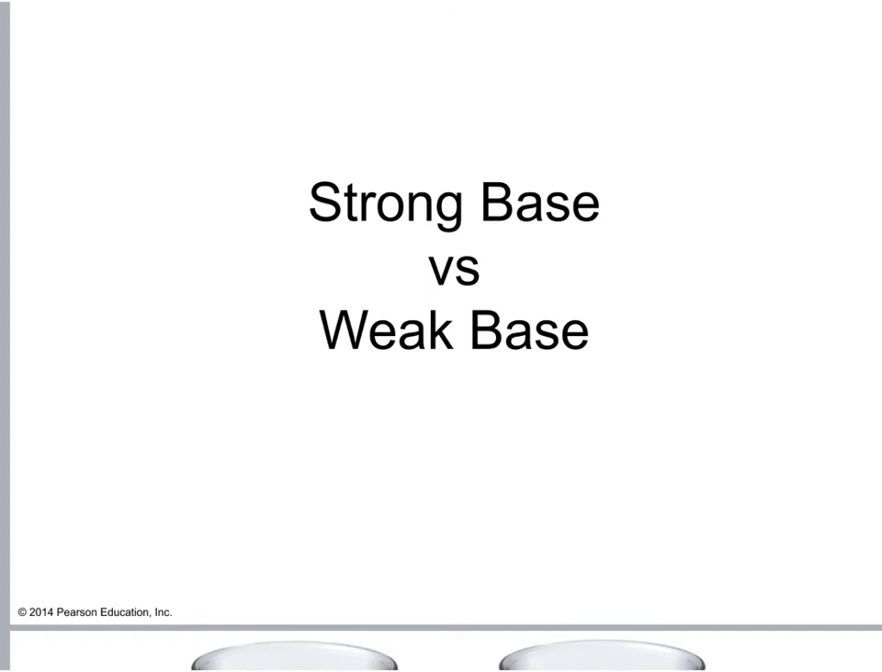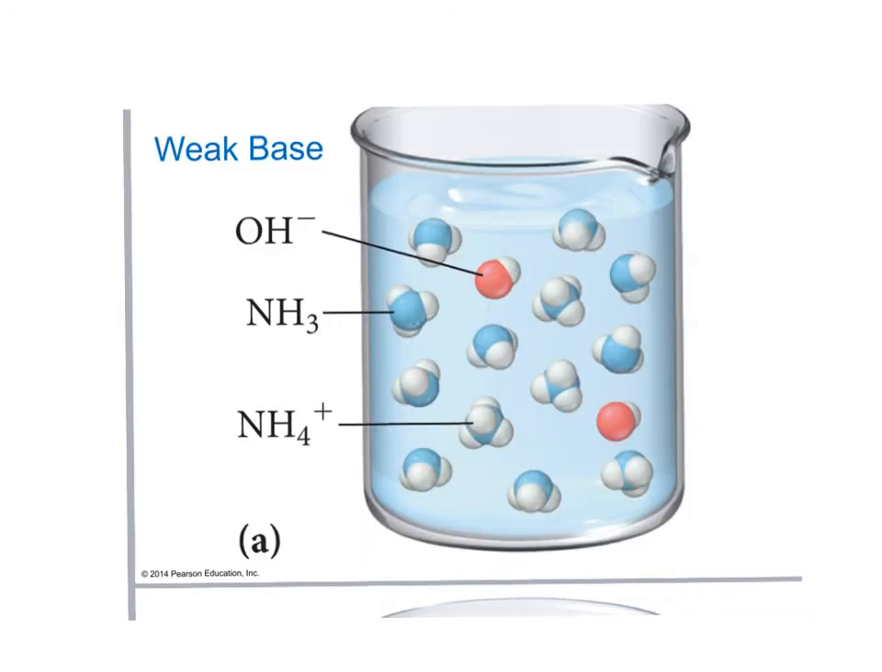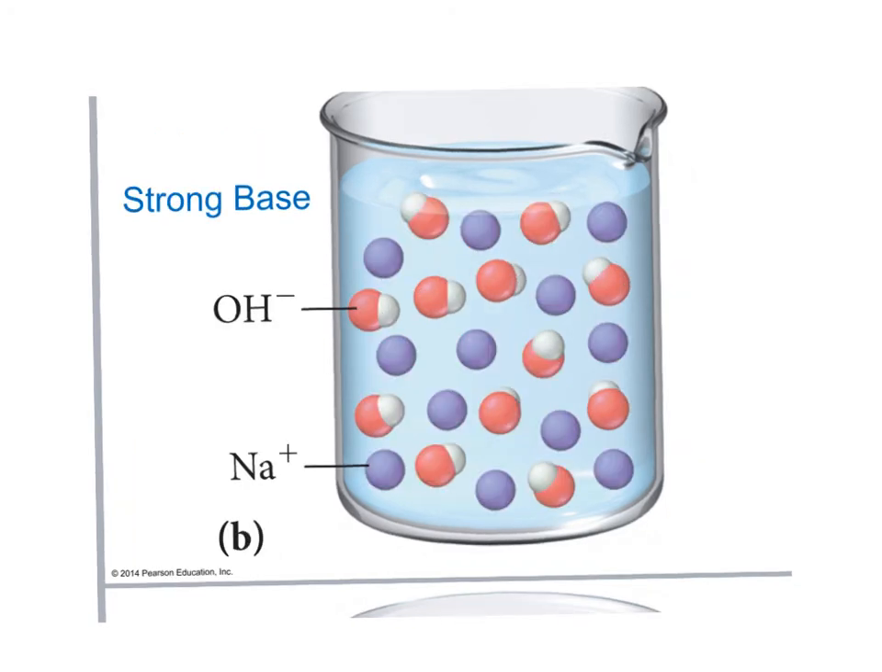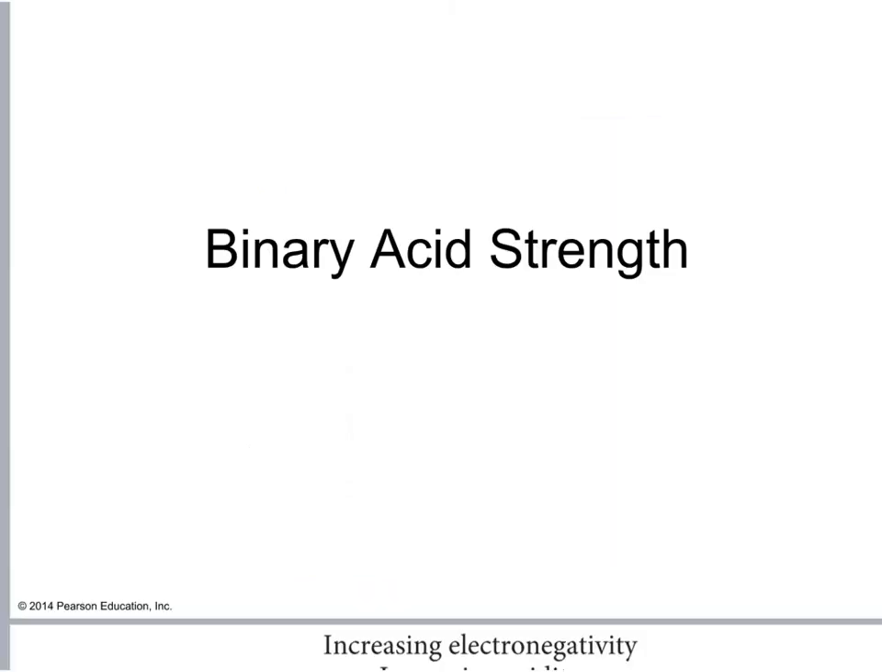Let's talk about strong bases versus weak bases, what they look like. We look at A, B, C. In A, we still have some of the original ammonia hanging around. Incomplete. We look at NaOH. Complete. We look at Sr2+ and OH-, and it's complete. Weak base, incomplete. Strong base, complete.